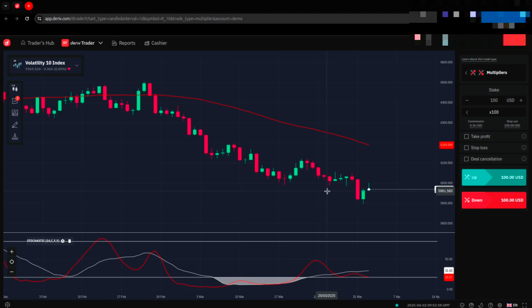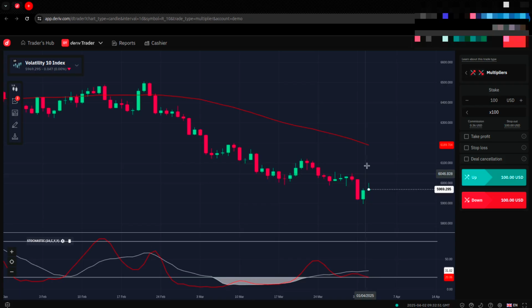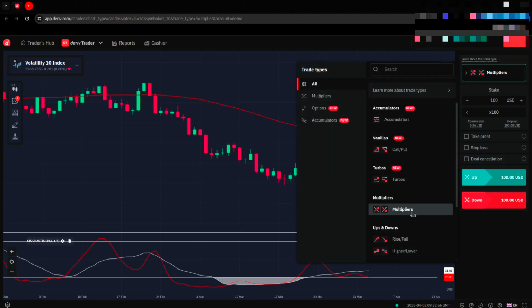For example, this bearish pin bar was a false breakout. If someone placed a trade before the breakout, thinking that this would be a breakout candlestick, then they would have lost the trade. It's also important to know the safest trade type to choose. On the right sidebar, you'll find several trade types. Multipliers is best for beginners.